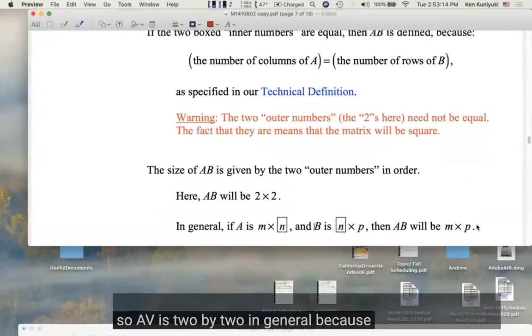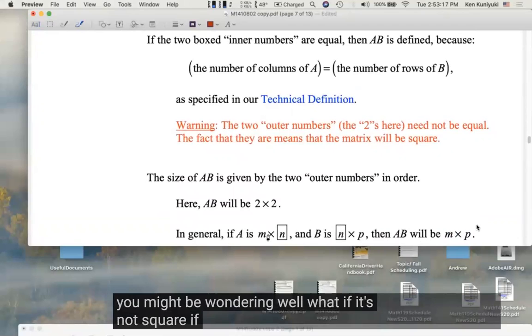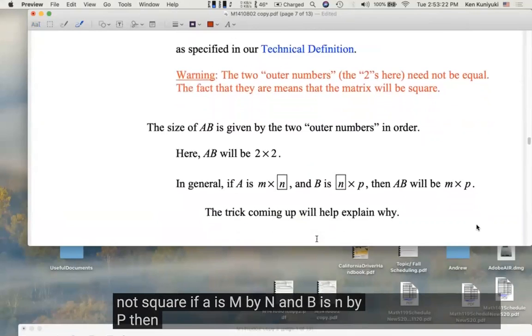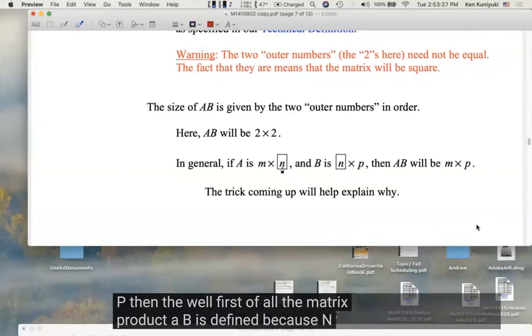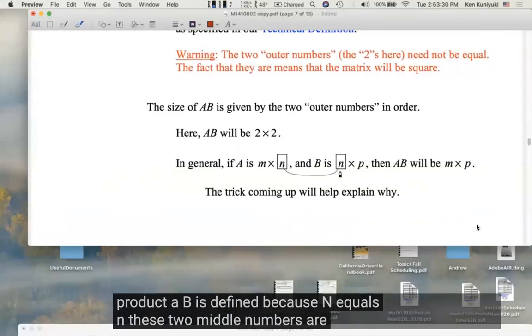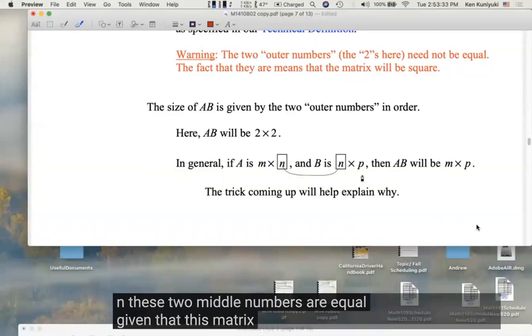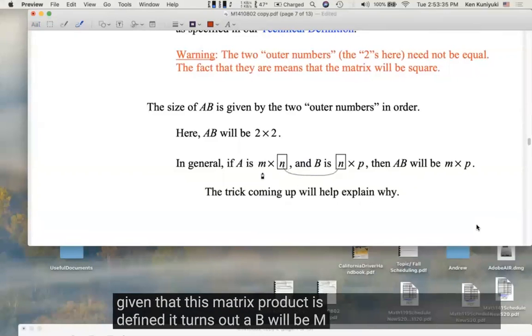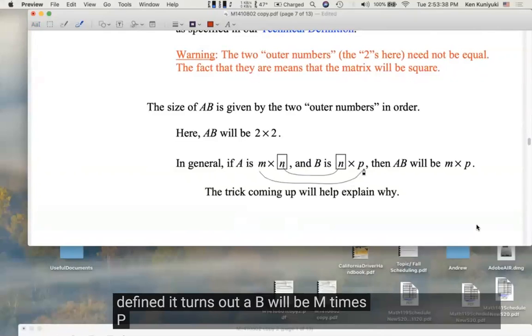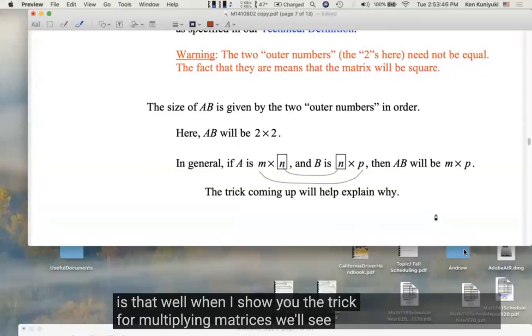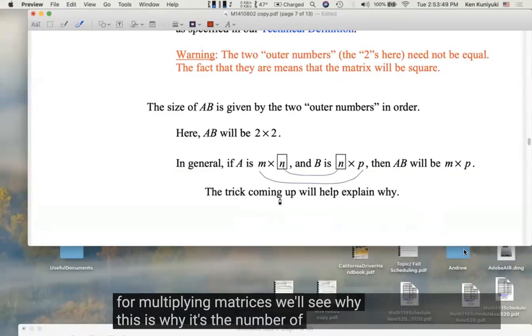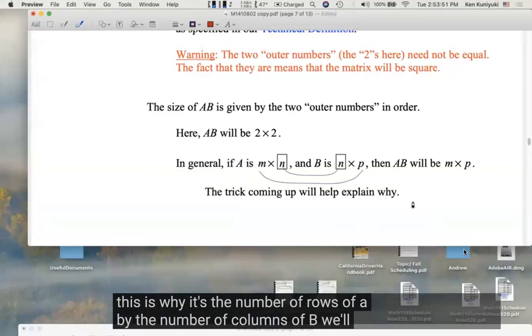In general, because you might be wondering, what if it's not square? If A is m by n and B is n by p, then first of all, the matrix product AB is defined because n equals n. These 2 middle numbers are equal. Given that this matrix product is defined, it turns out AB will be m by p. You might go, well, that's cute, but why is that? When I show you the trick for multiplying matrices, we'll see why it's the number of rows of A by the number of columns of B.